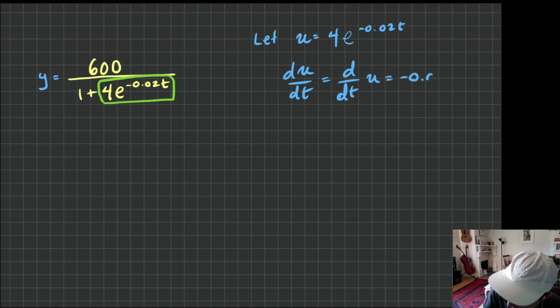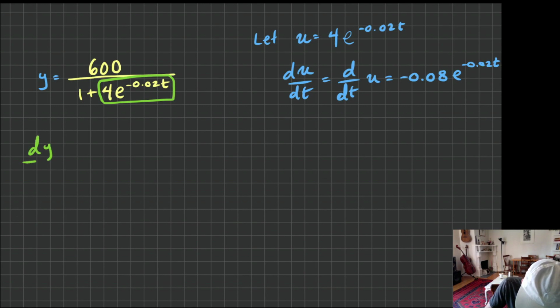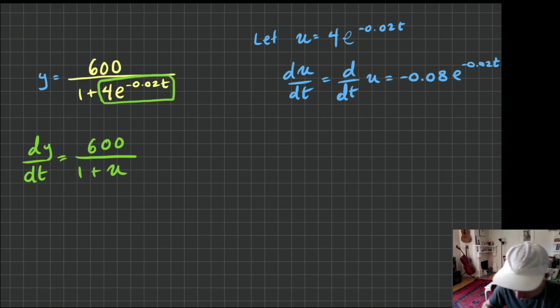So this is going to be negative 0.08 times e to the negative 0.02t. Okay, so that's what du by dt is. Now what we were asked to do is find dy by dt. We wanted to differentiate this function y with respect to t. But now that we've changed the variable, we've got a different thing. This is 600 over 1 plus u. If we want to differentiate with respect to u, we have to use the chain rule. So the chain rule is going to give us something that looks like this.